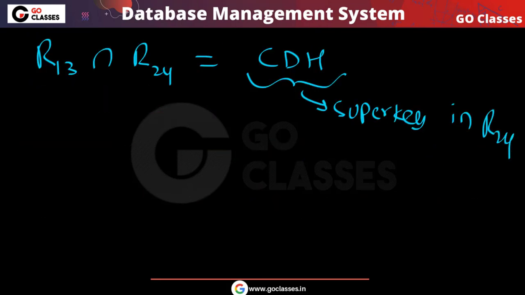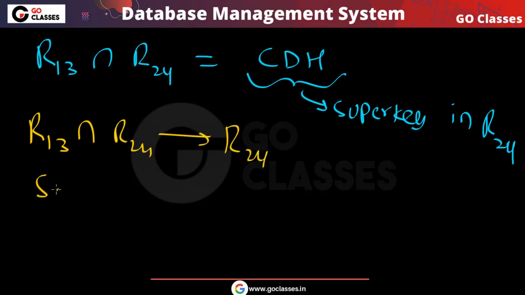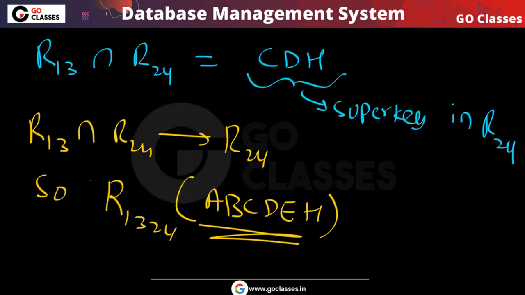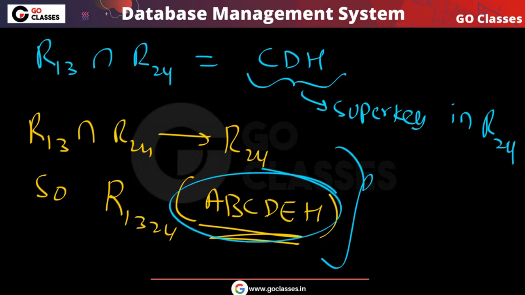Because this is a super key in R24, we can combine them. R13 intersection R24 can determine R24, so these two we can combine in a lossless manner. So finally we will get R1324, which is nothing but A, B, C, D, E, H. All the attributes we got. So finally we got our relation in a lossless manner.